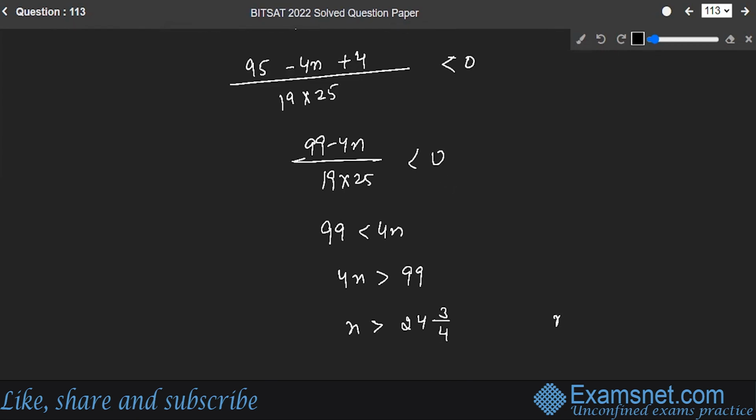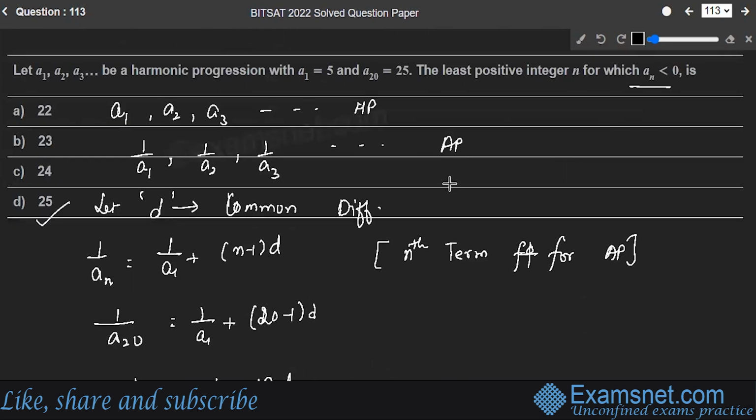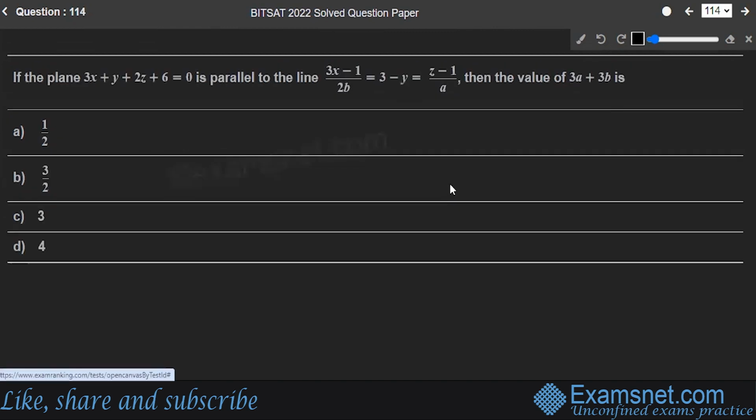Right, that means n should be greater than or equal to 25. That is the positive value for n, and we have option D as the right answer. Hope you got that. Next is question number 114.